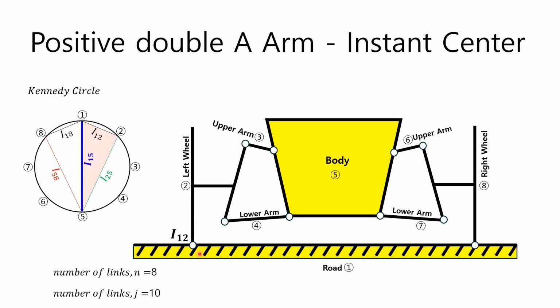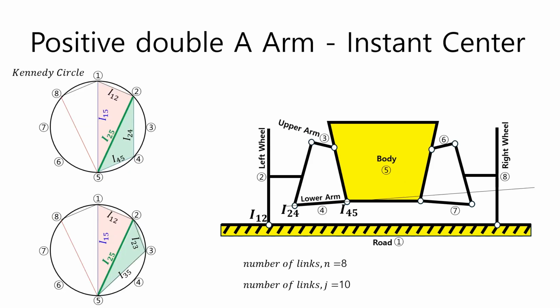The vehicle lateral cross-section and longitudinal cross-section passing through the left wheel instant center I12 both pass through the center of the left wheel. Let's find the instant center I25 using the Kennedy circle. Kennedy's theorem tells us that the instant centers I15, I18, and I58 must be in a straight line, and also that the instant centers I15, I12, and I25 must be in a straight line. Therefore, if we find the instant center I25, we can find the instant center I15 by using the instant center I58 that we found earlier.